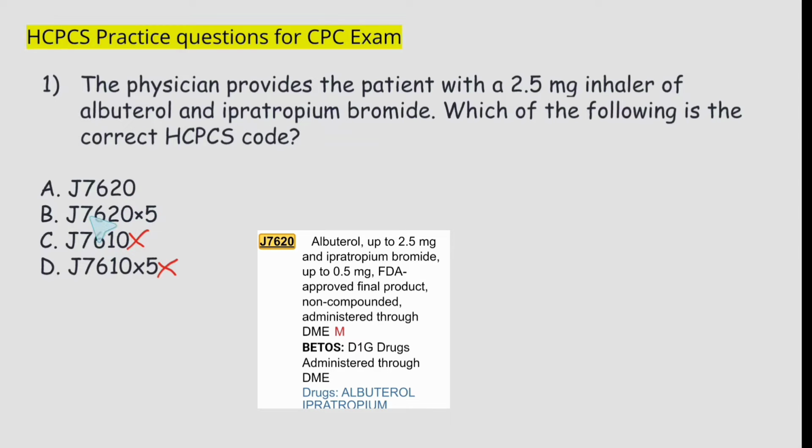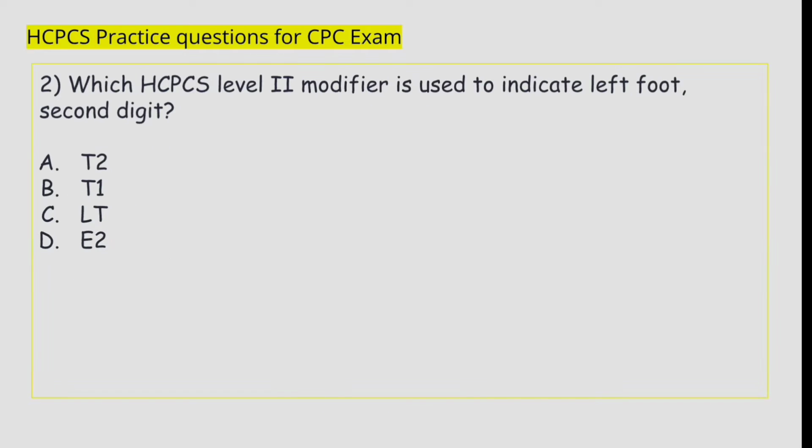The difference is in option B they have mentioned J7620 5 times. But J7620 is for albuterol up to 2.5 mg and ipratropium bromide up to 0.5 mg. So the right answer will be option A. We don't need a separate code for ipratropium bromide because the code J7620 covers both albuterol and ipratropium bromide inhalation solutions.